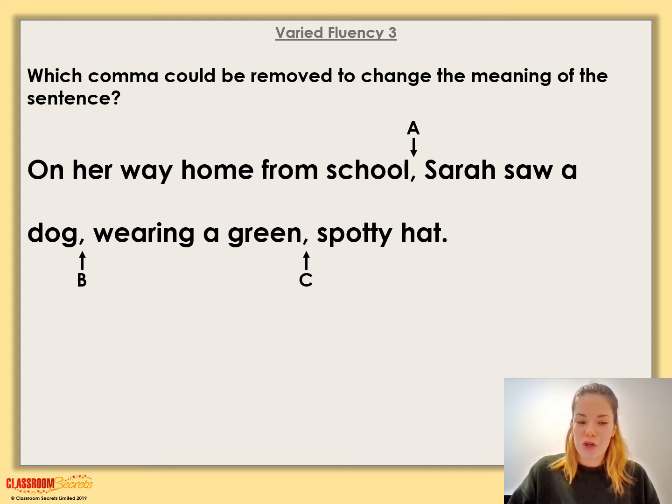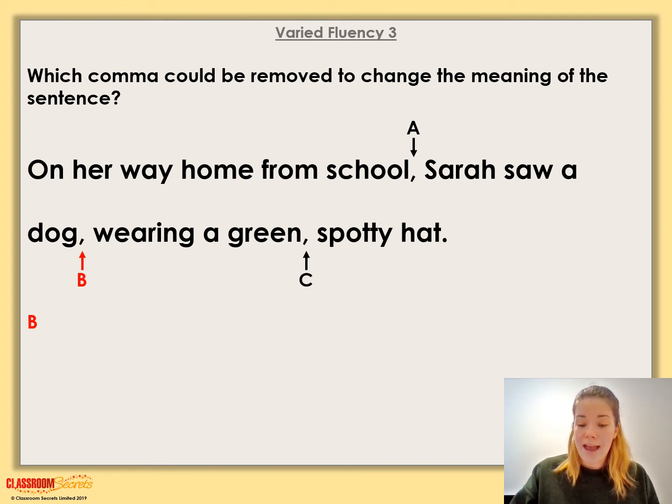You're right, it could be the dog. So which comma would I have to take out of my sentence if I wanted it to be the dog who was wearing a green spotty hat? I'd have to take away comma B. So I'd have: on her way home from school, comma, Sarah saw a dog wearing a green spotty hat.